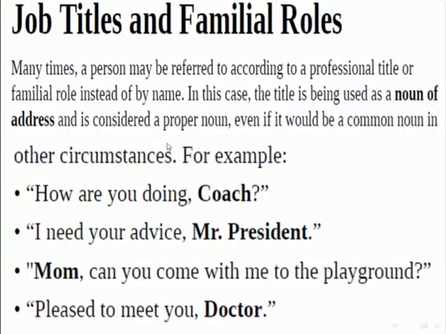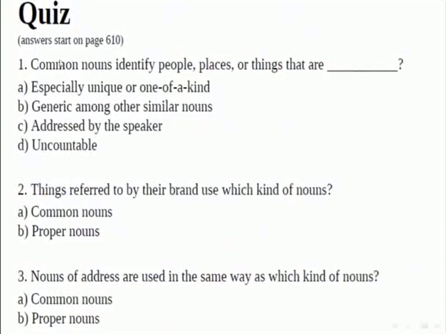Next, let's see. A small quiz. Let's see what we have. 1. Common nouns identify people, places, or things that are what? Choose from A, B, C or D. Differences between common nouns and proper nouns: they are especially unique or one of a kind, or generic among other similar nouns, or addressed by the speaker, or that are uncountable. Which one or ones? We will have the answer.